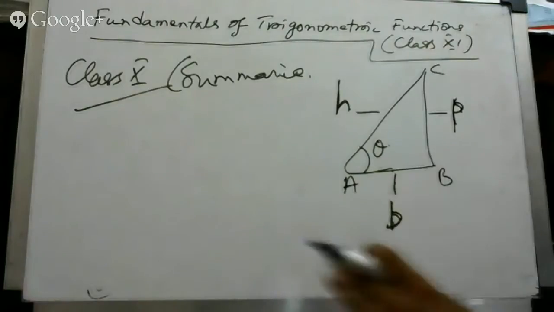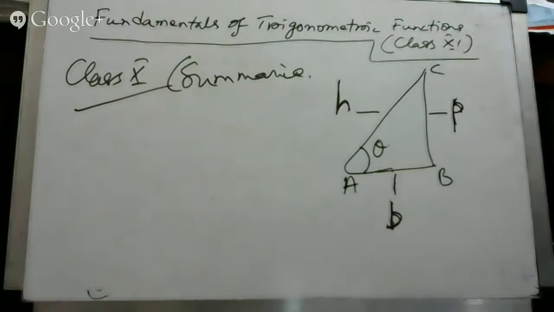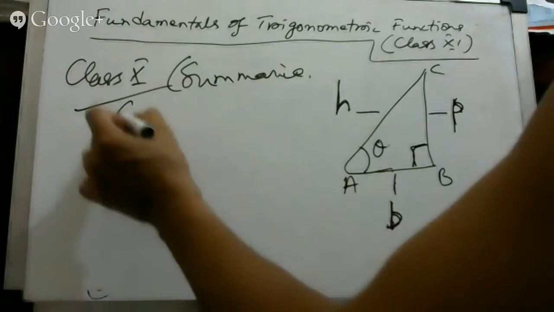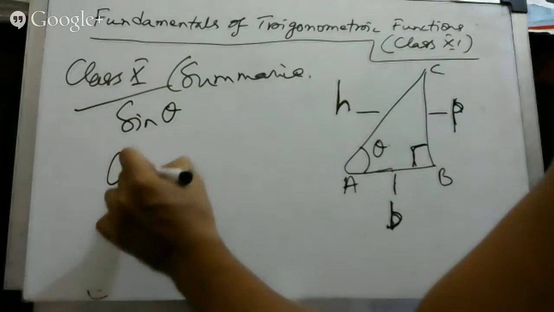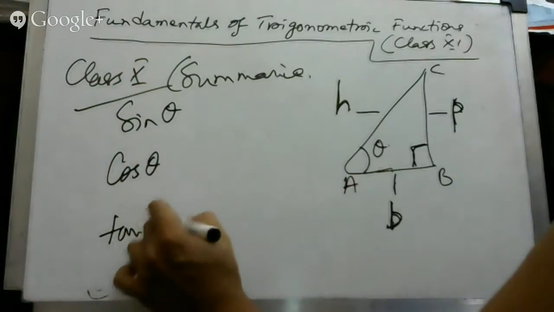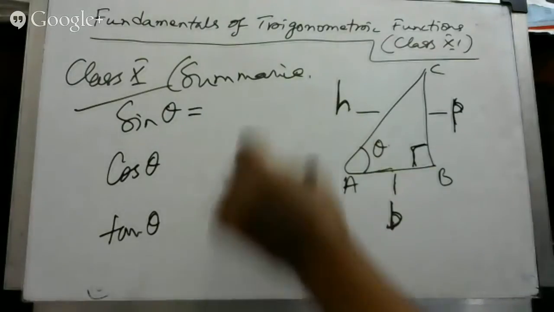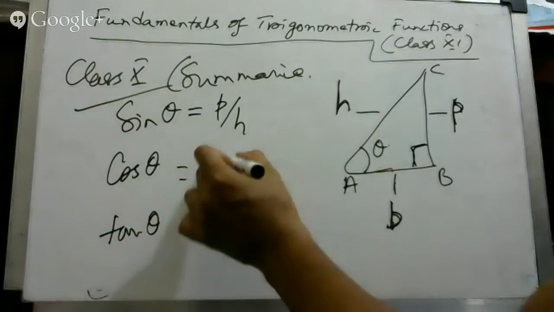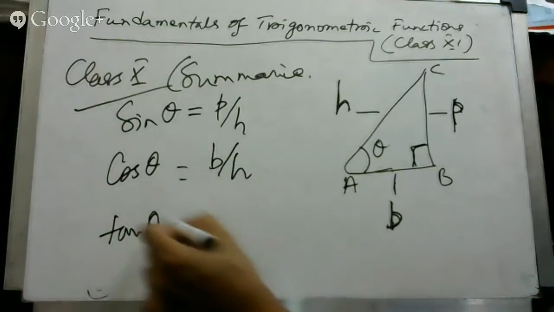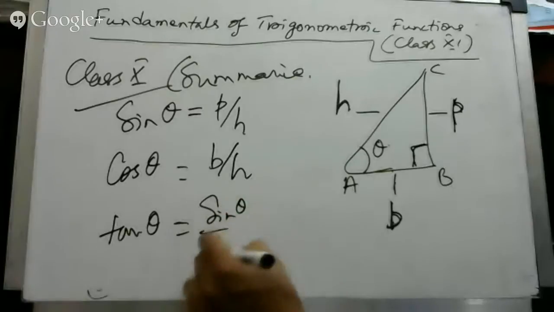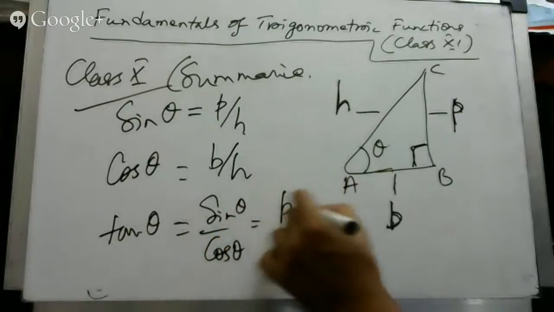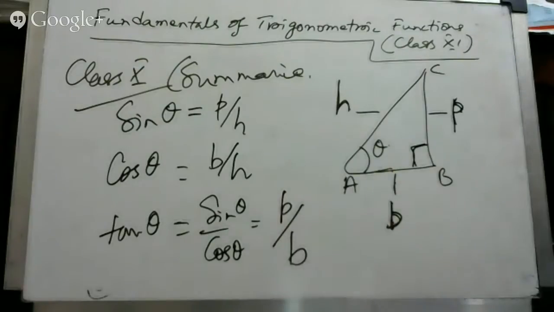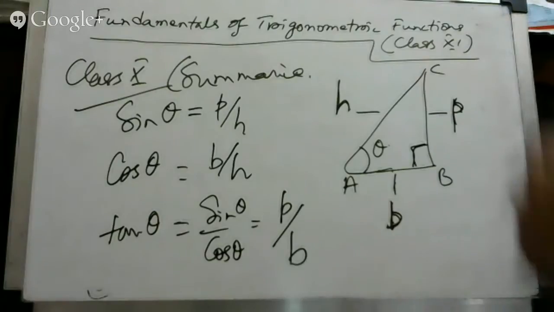So the relationship between these three sides of a right angle triangle, for a given angle theta, is sine theta, cos theta, and then we have tan theta. Sine theta is perpendicular by hypotenuse, cos theta is base by hypotenuse, and tan theta is sine theta by cos theta, which is perpendicular by base. I'm assuming that you have already gone through this in class 10 and the corresponding proofs.